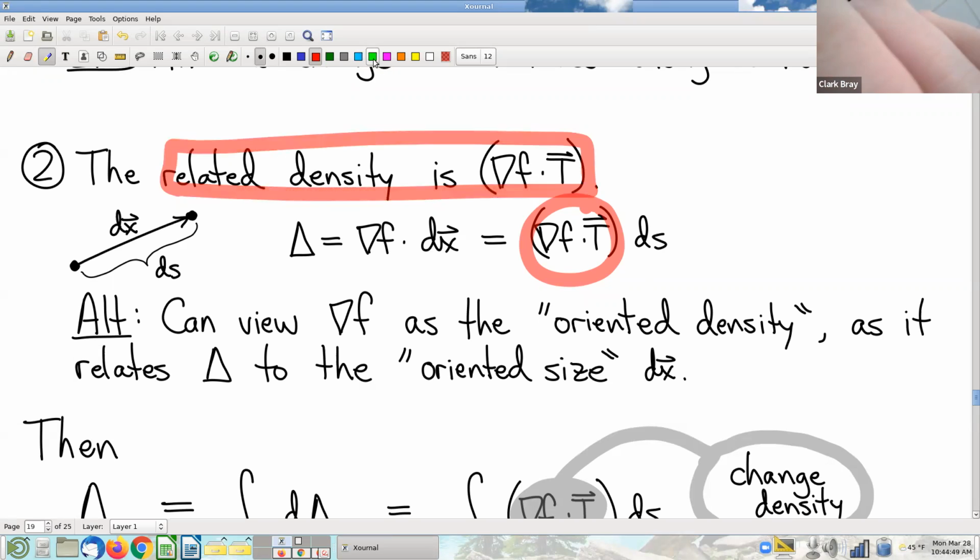So if you really want to, you can think of gradient dot T as the density. And in fact, let me take the snark off that language. This is arguably the right way to think of the density here. The density, the relationship between output change and input change, the ratio of output change to input change, is gradient F dot T. Okay. So there's your density.